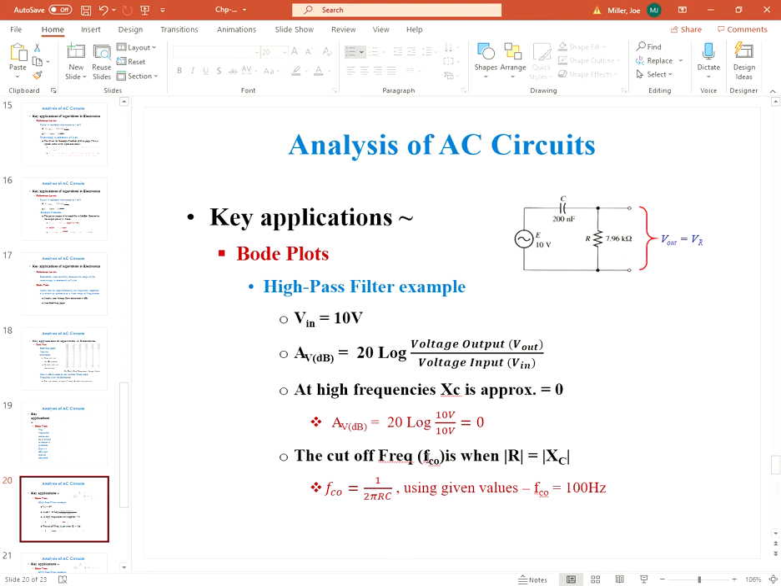At the cutoff frequency, or FCO or FC, depending on how you remember it, that happens when the magnitude of R equals the magnitude of X sub C. And if you remember, the frequency at which that happens is equal to 1 divided by 2 pi times the value of the resistor times the value of the capacitor. You run that calculation, and it'll give you the frequency at which the magnitude of R equals the magnitude of X sub C. That is the cutoff frequency. And in this particular case, using those values, it'll be 100 Hertz.